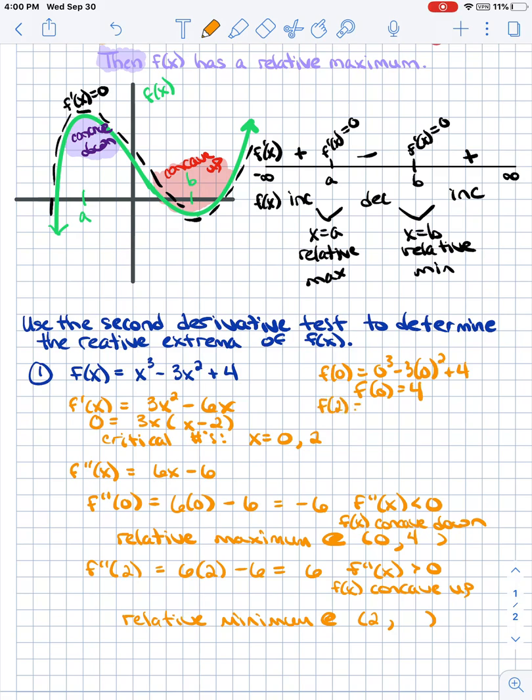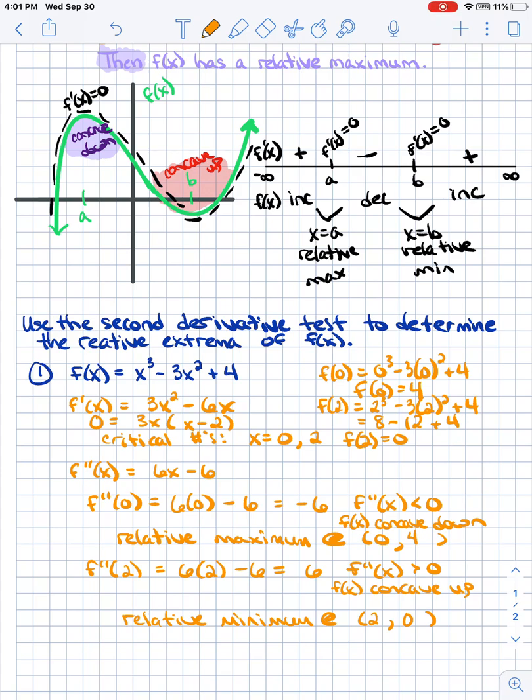Okay, now I'll find f of 2. If I plug 2 into the original function, I'm trying to find the y value. 2 cubed minus 3 times 2 squared plus 4. So 2 cubed is 8. 2 squared is 4. 4 times 3 is 12. 8 minus 12 is negative 4, plus 4 is 0. So I know that f of 2 equals 0. That means that the relative minimum occurs at the point 2 comma 0.